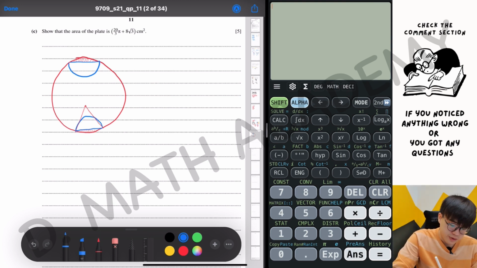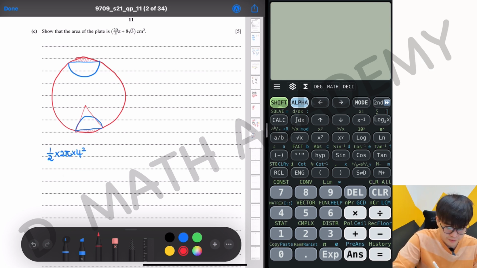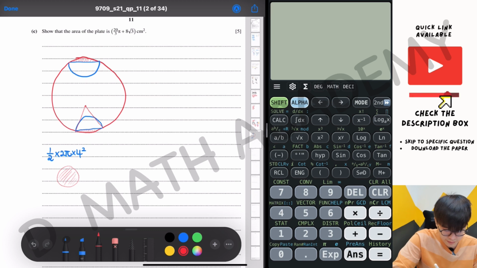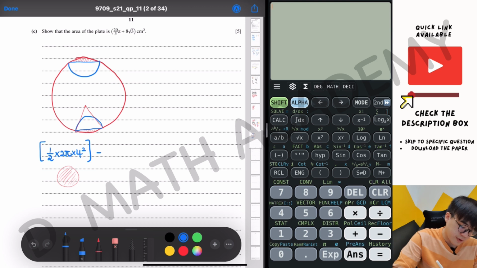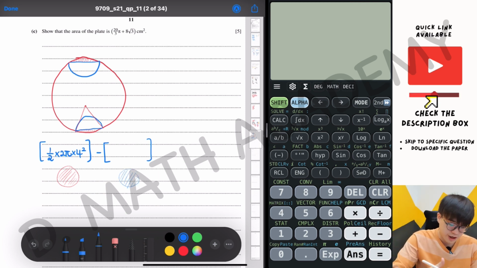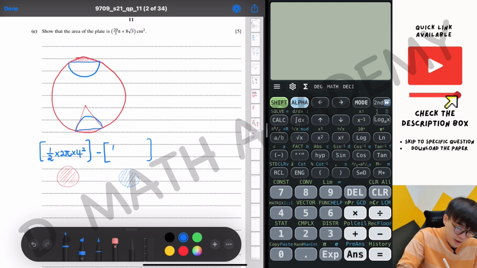The rest of the formulas goes by, first of all, we have a full circle here. That goes by this. This is actually the red full circle. And then we will be minusing it off with our small circle over there, the blue one. Since it's a semicircle, when you attach them up, it becomes a full circle again. So the same formula, but just a slight difference in the radius.